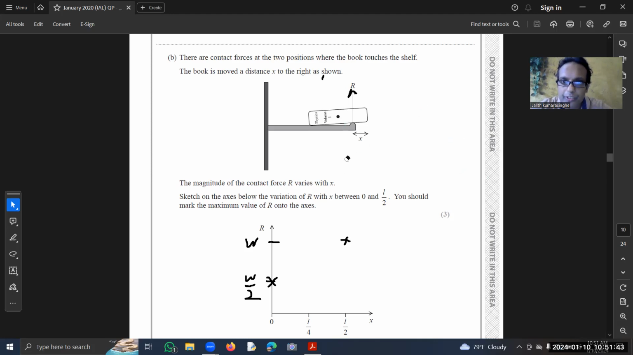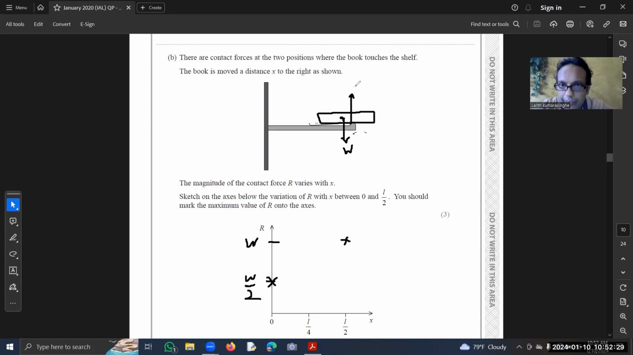the L over 4 situation. We'll draw it for L over 4. L over 4 is outside, that means 3 over 4 L is inside. So we'll do that situation. Still the weight is in here. W is there.